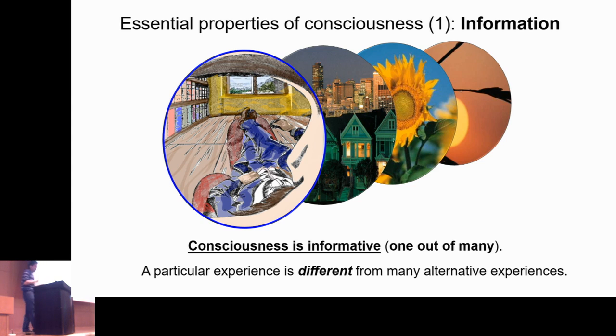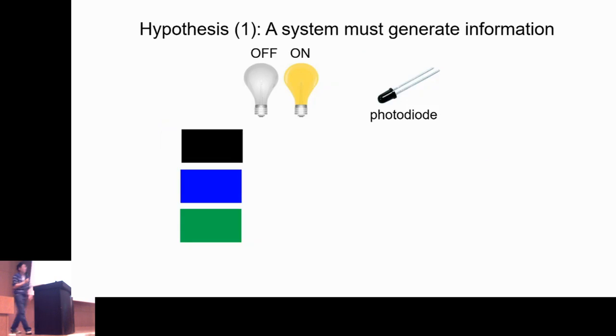So here again, the first essential property is information. Consciousness is informative, and from this essential property, the first hypothesis is derived. For generating consciousness, a system must generate information. That's a very simple one. So let's consider an example, like a photodiode. Here we consider just a single photodiode, and this single photodiode can differentiate light off and on.